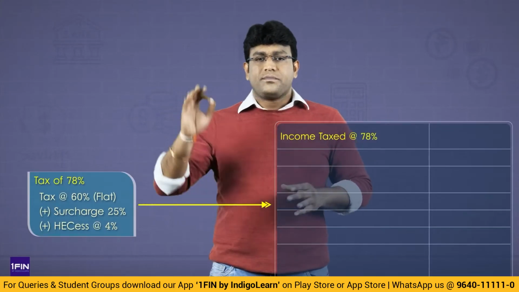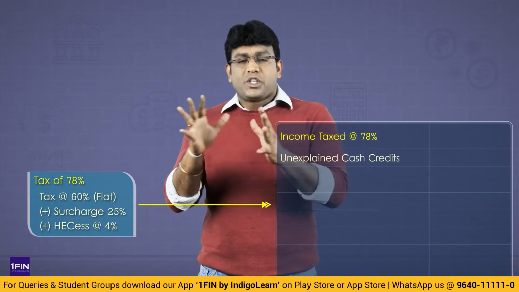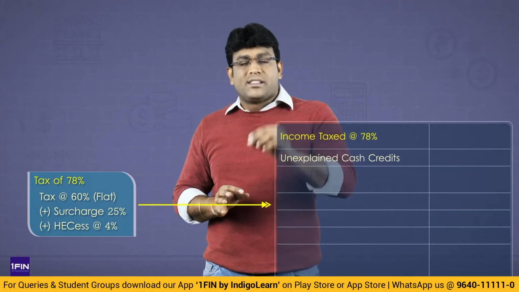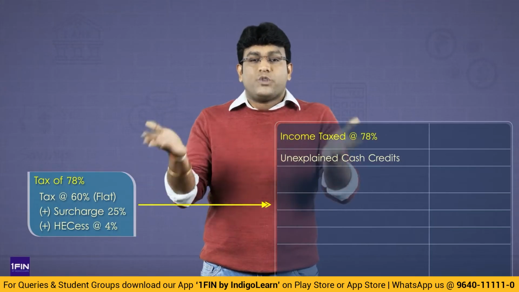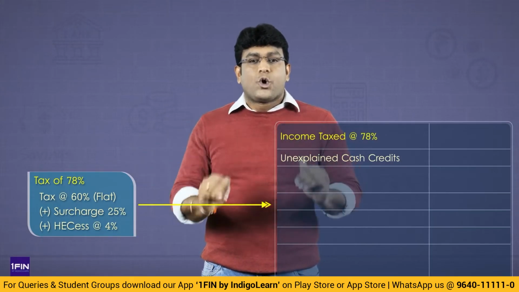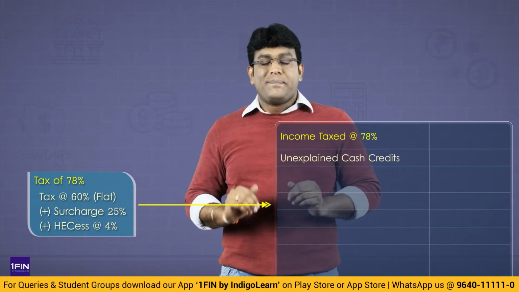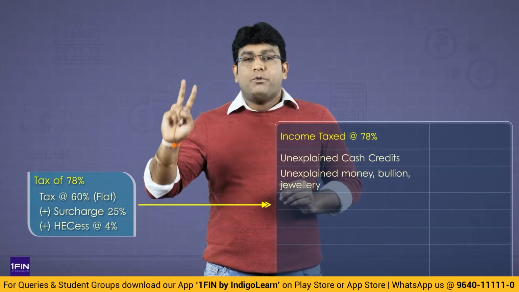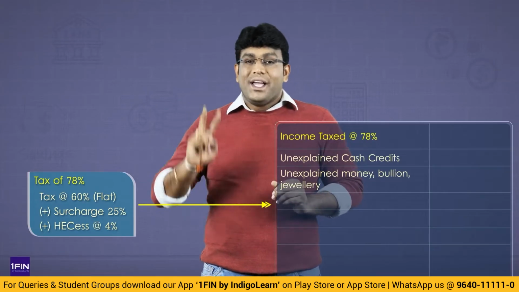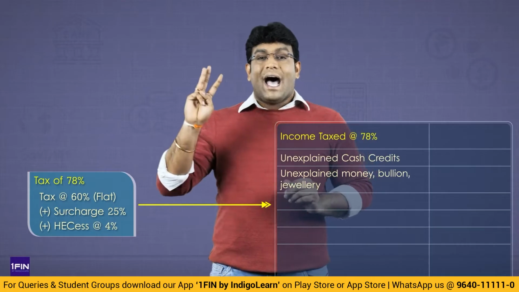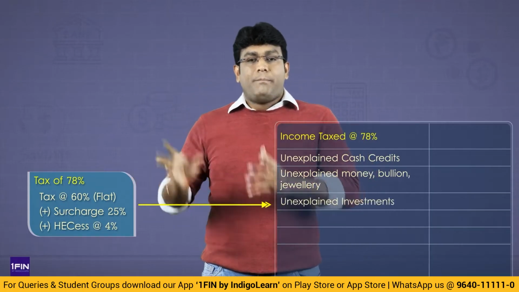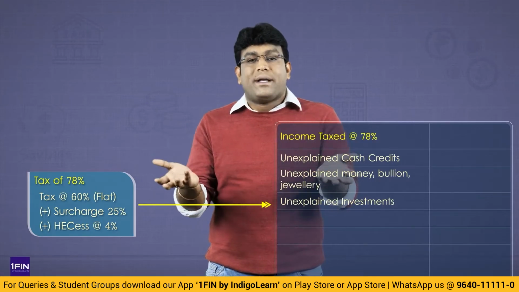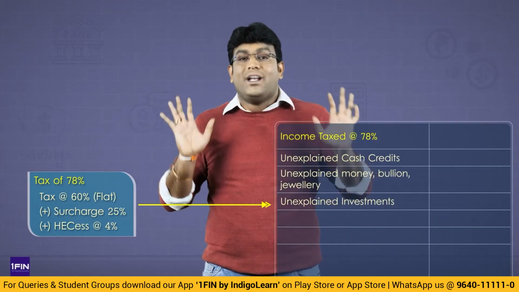Case number 1, unexplained cash credits. That means in the books of accounts there is some income, or in the bank there are some credits, but the assessee is not able to explain the proper source of that particular cash credit. Unexplained money, jewelry, bullion. Next, unexplained investments. He purchased some property, but when asked the source of income, from where he got money to buy the property, he is not able to tell.